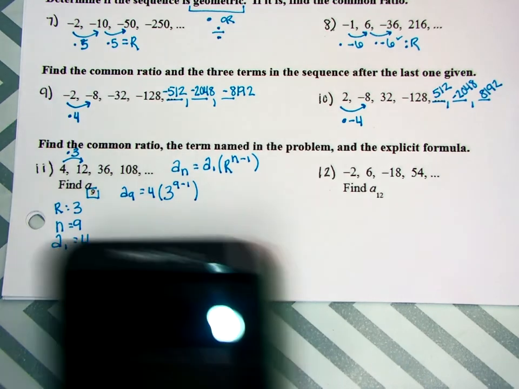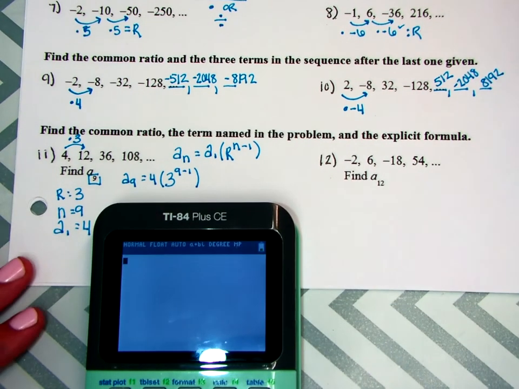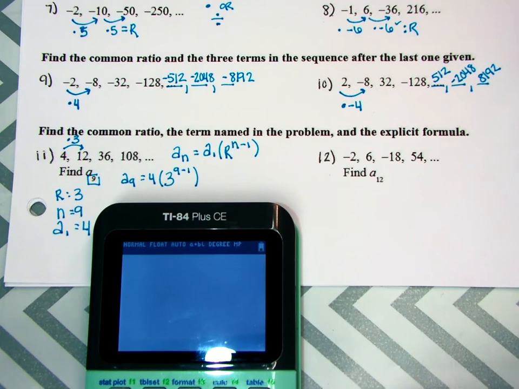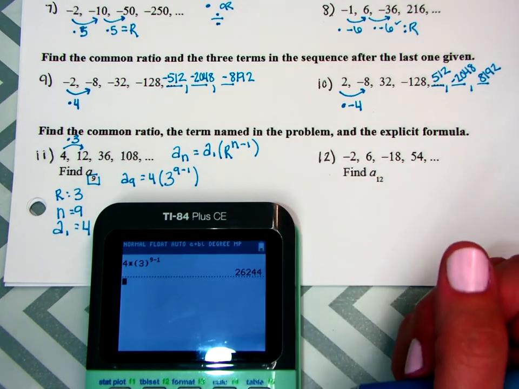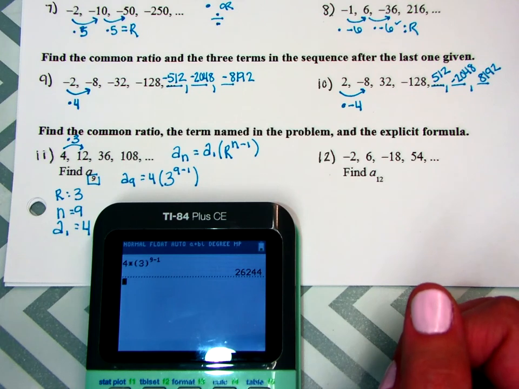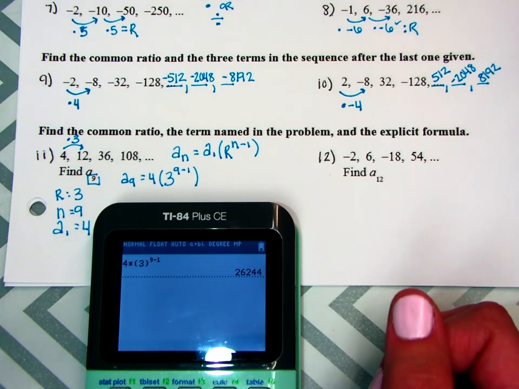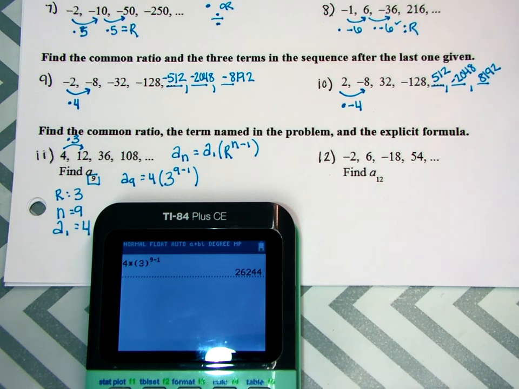So to do this in your calculator, which you can in fact do, go ahead and clear it all out. I'm going to do 4 times 3 raised to the n minus 1, which is 9 minus 1. It is very, very important that you put the ratio in parentheses when you're raising it to a power, because if it's negative, you want to be careful if you're raising a negative number to an even power, because it's going to show up either negative or positive depending on if you put parentheses correctly.